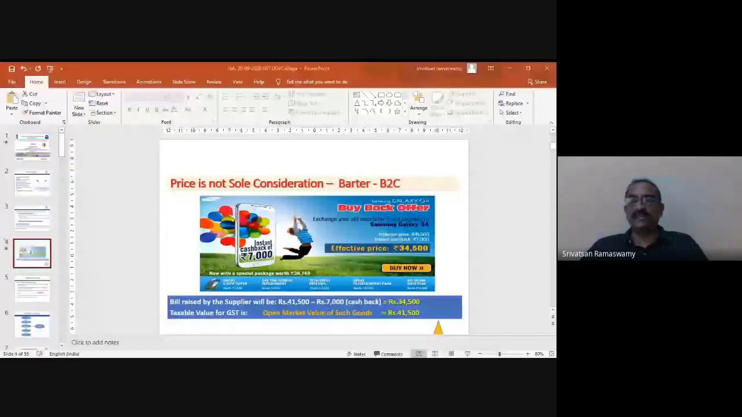Probably you can have this as a basis for understanding. This is not the exact meaning of related person, but it is one example which will help you understand the concept. They should participate either directly or indirectly, through one or more intermediaries, in the management, control or capital of the other enterprise. If that happens, they become related persons. Is the concept now clear? Right, fine, okay.